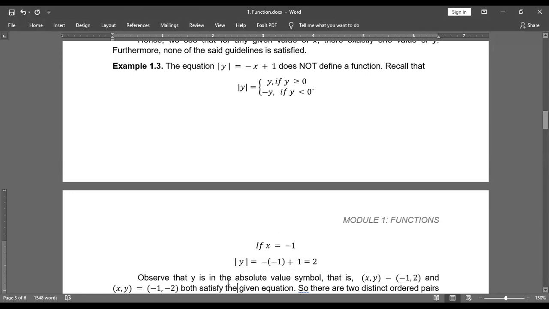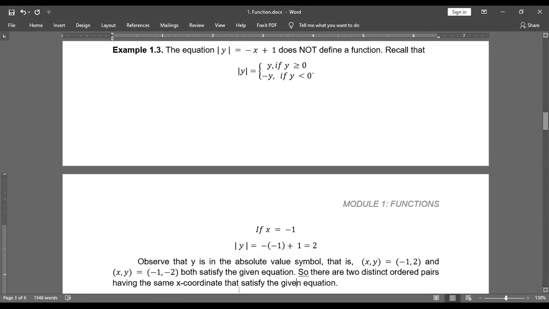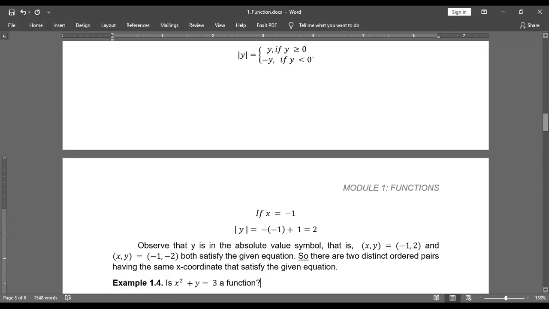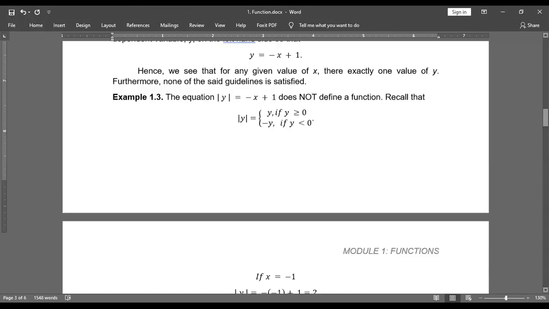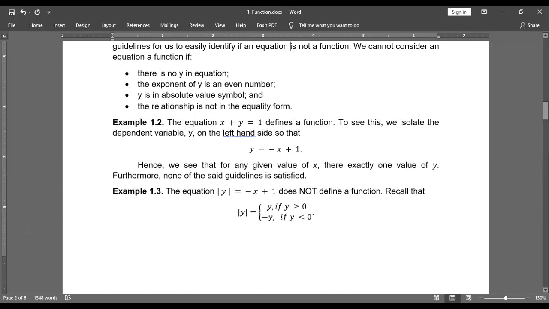Upon observing, of course, one of the conditions is satisfied. So there are two distinct ordered pairs, and one of our conditions is satisfied. Just from that, we already know that it is not a function. Y is inside the absolute value symbol.